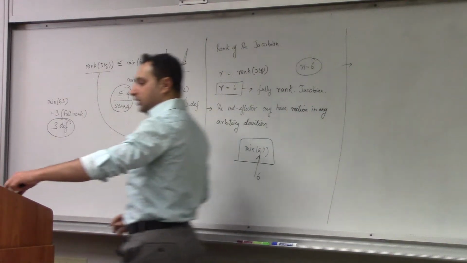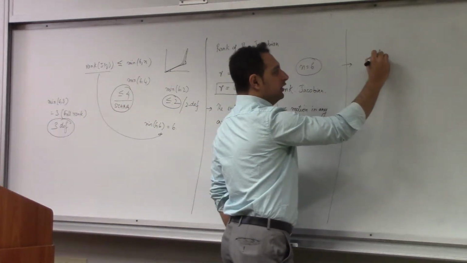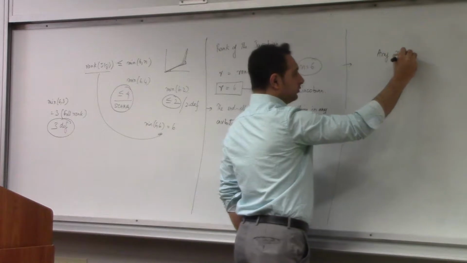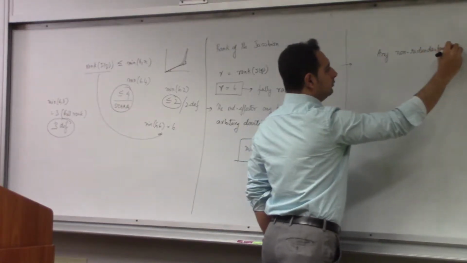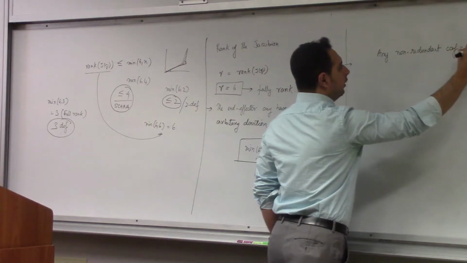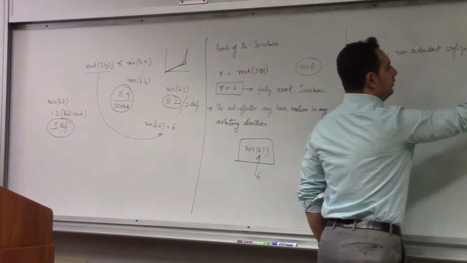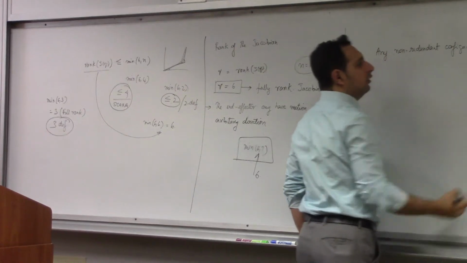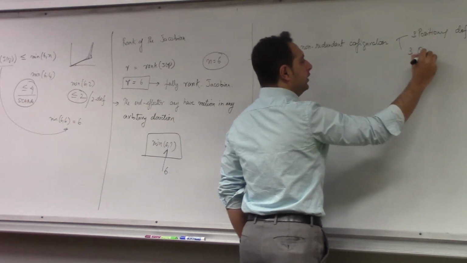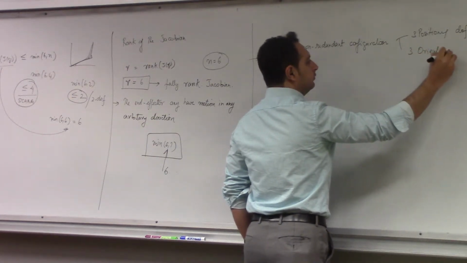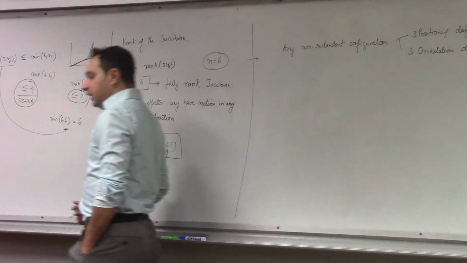The joint is redundant. For a non-redundant configuration, that means any non-repetitive joints will have 3 positioning joints, or 3 positioning degrees of freedom, and 3 degrees of freedom for orientation. Right? 3 for positioning and 3 for orientation.